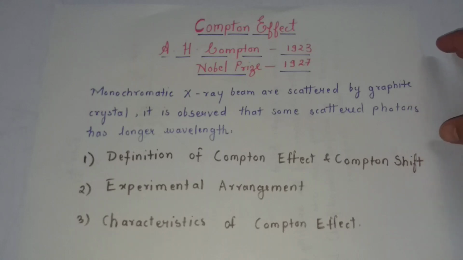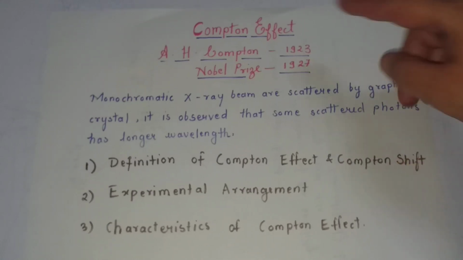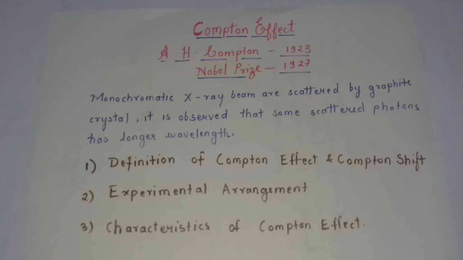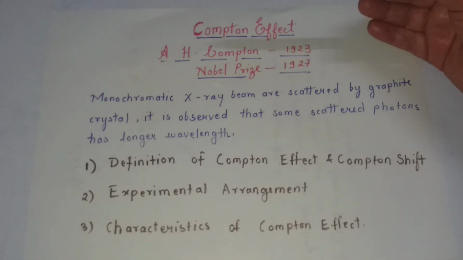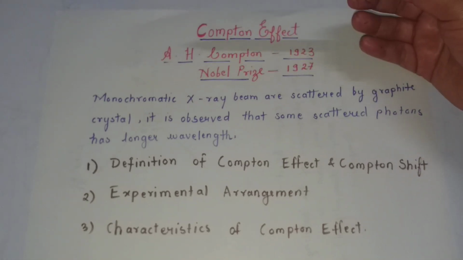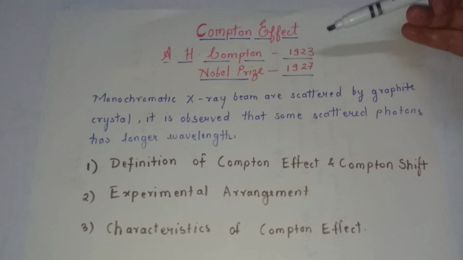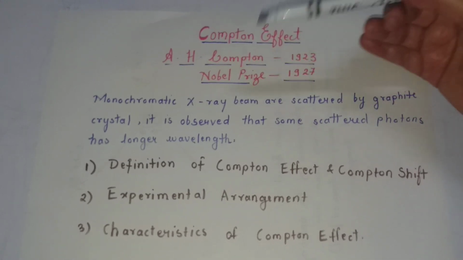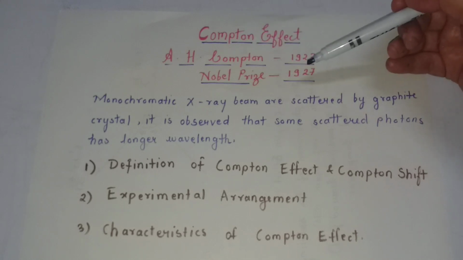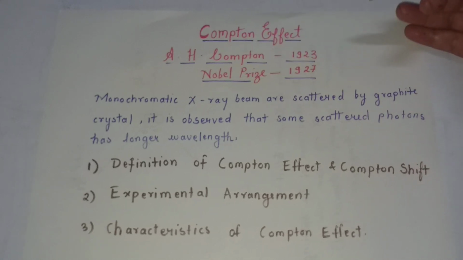Namaste everyone. Today we are going to discuss the topic Compton Effect. Compton Effect was discovered by an American physicist A. H. Compton in the year 1923. He was awarded the Nobel Prize in the year 1927 for this experiment.